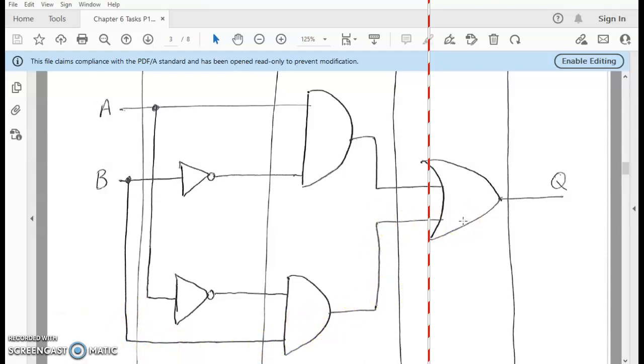Now, if you didn't get that answer, that is absolutely fine. That was not an easy question there to understand by any means. Right? That was not an easy question.